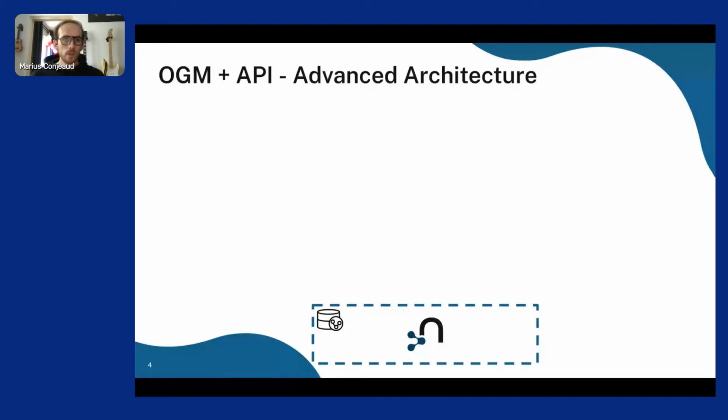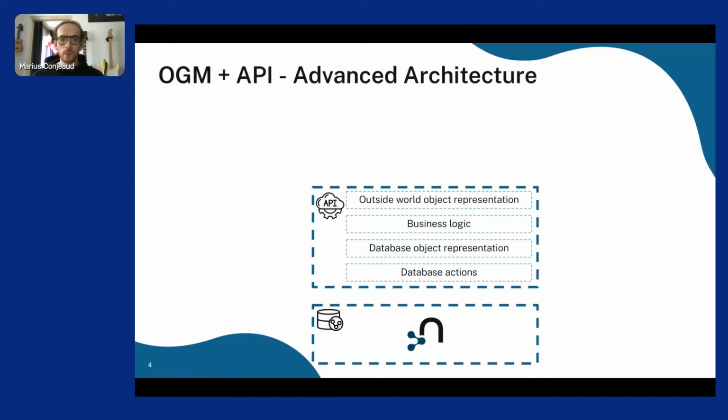So here you'll see a very advanced architecture on how to build an API using an OGM. In the bottom, you have your graph database, in this case Neo4j. And on top of that, you will have your API application. I'll go bottom up here. You have a set of database actions, so create or read or update actions. In the end, these will be Cypher queries that get pushed to the database, because that's what the database understands. But it doesn't have to be you writing the Cypher, as we'll see.